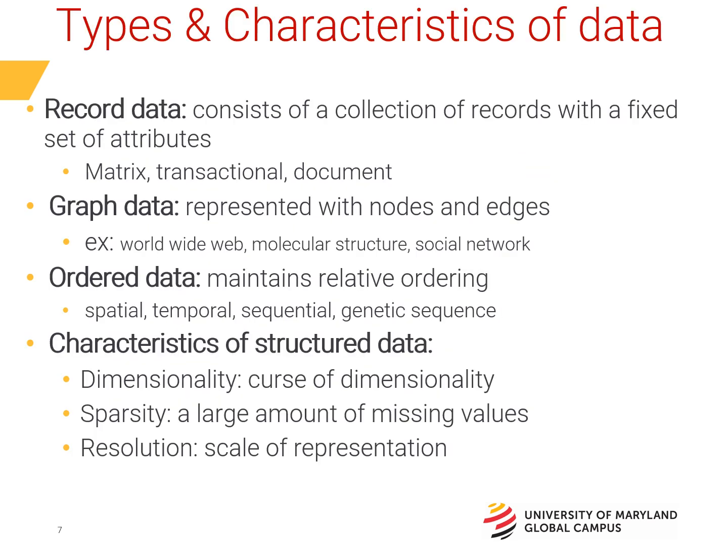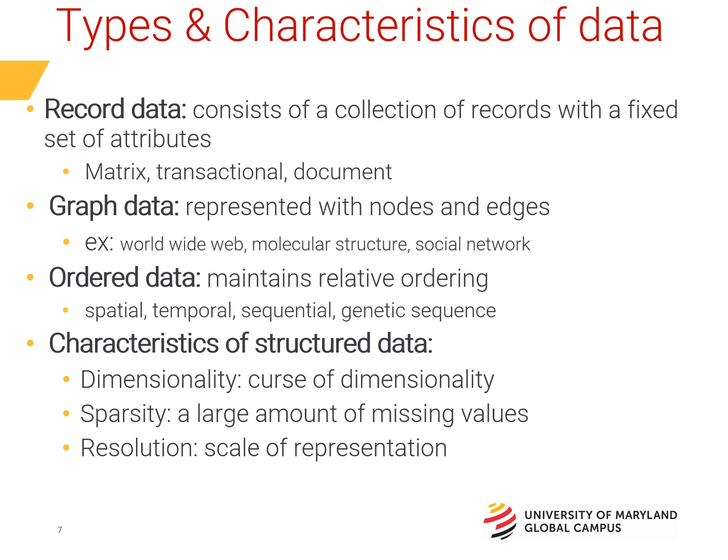Okay, types and characteristics of data. Record data is the one that we saw earlier. Typically matrix type, it consists of a collection of records or objects that each have attributes or variables explaining some aspect of that object. Transactional data is also record data, and also documents. A set of documents is record data.